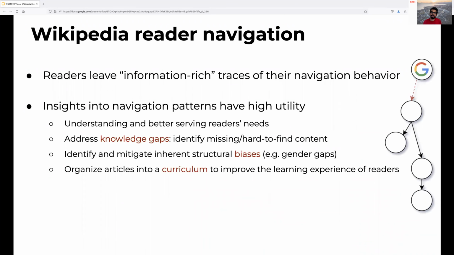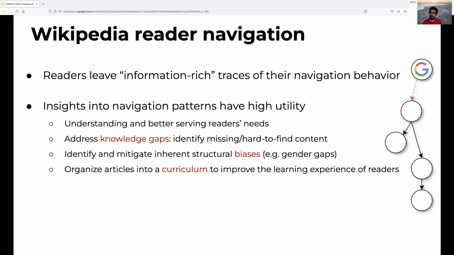Naturally, insights into navigation patterns have high utility, as they can help us understand and better serve readers' needs. They can be used to address knowledge gaps, or they can be used to identify and mitigate any structural biases that may exist. They can also be used to organize articles into a curriculum for Wikipedia readers, which will only help improve the reading experience for these readers on Wikipedia.